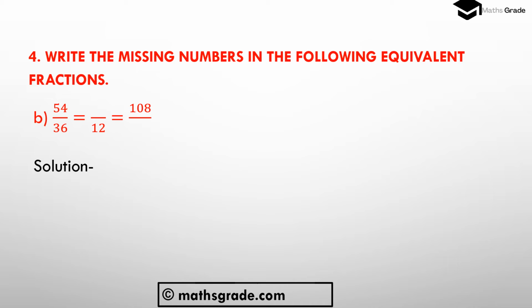Now question number 4, second bit. B. 54 divided by 36 is equal to dash, the numerator is missing, divided by the denominator 12, equal to 108 divided by the missing denominator. Here 54 divided by 36 is equal to something divided by 12. Here the denominator is 12 and here the denominator is 36.